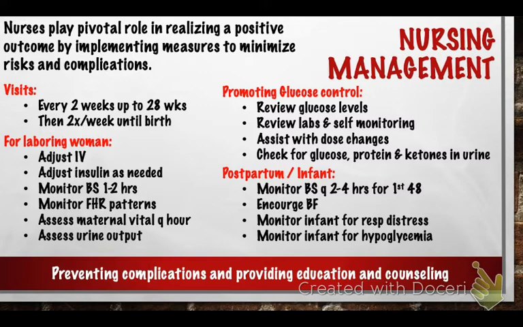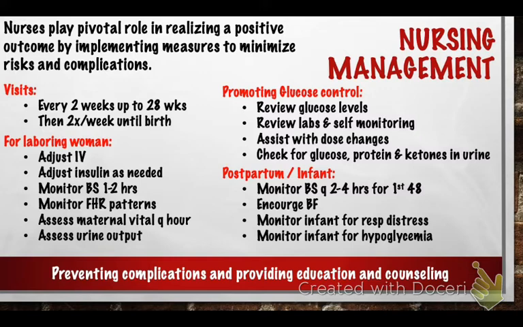For women who are in labor, again, we want to adjust the IV flow and the rate to supplement any type of regular insulin that we might have to give her during labor. We want to monitor her blood glucose levels every 1 to 2 hours, monitor her fetal heart rate patterns, looking for any type of abnormalities in her fetal heart rate levels. We want to assess her vital signs every hour. And again, we want to usually put in a Foley catheter because we want to make sure we're monitoring her urine output adequately.